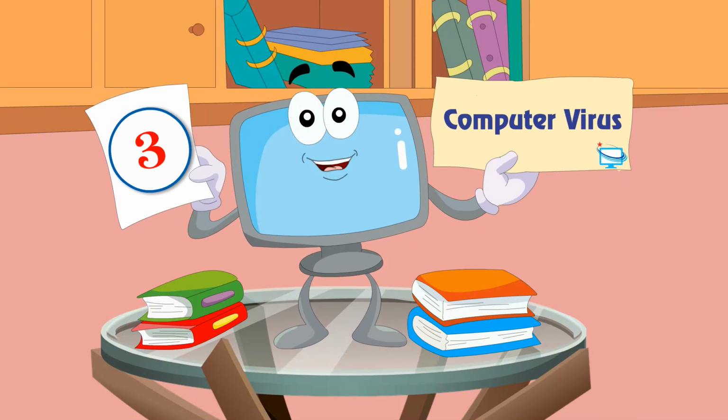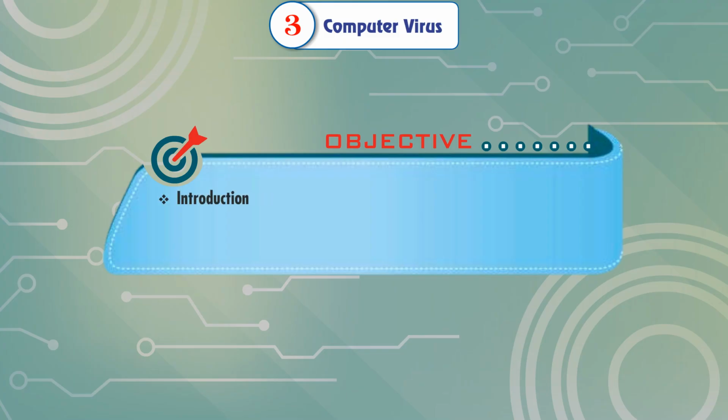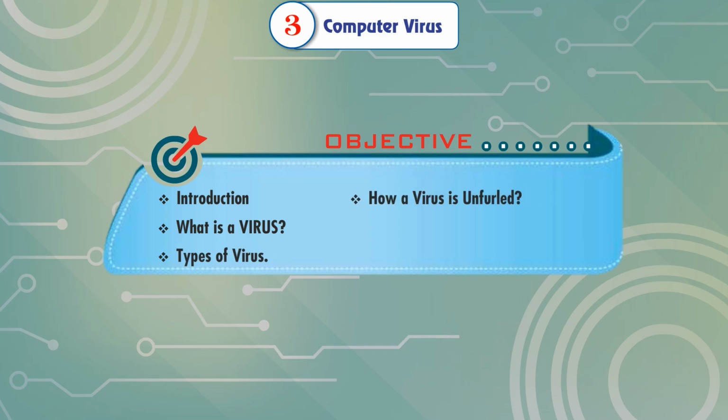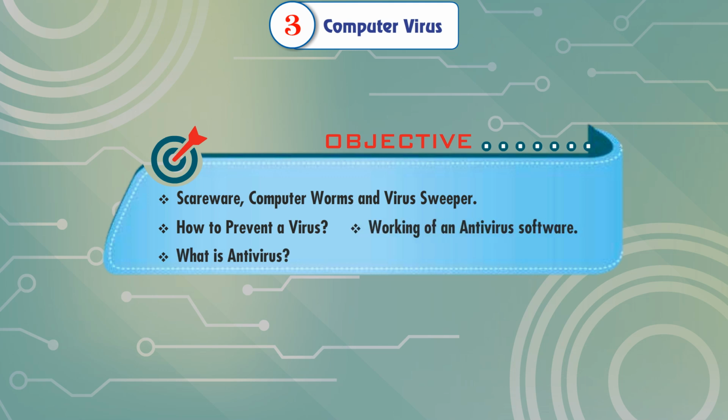Chapter 3. Computer Virus. Objective. Introduction. What is a virus? Types of virus. How a virus is unfurled. Malware, spyware, and trojans. Scareware, computer worms, and virus sweeper. How to prevent a virus. What is antivirus? Working of an antivirus software. Using of an antivirus software.